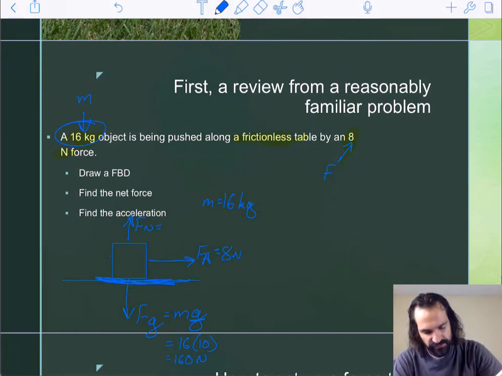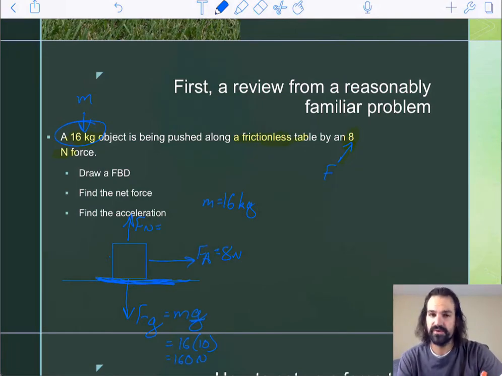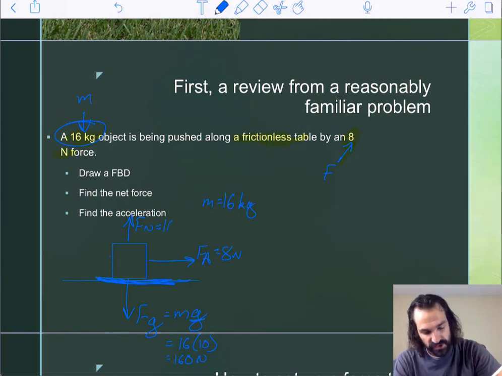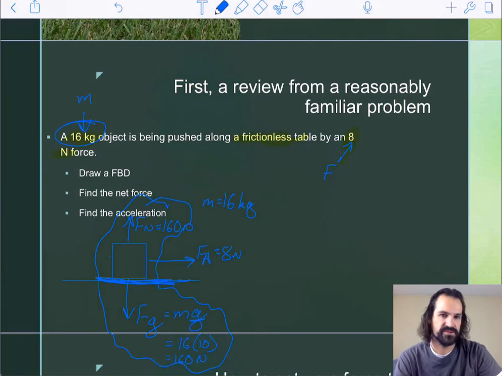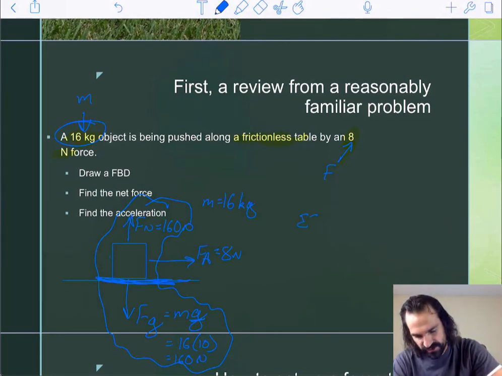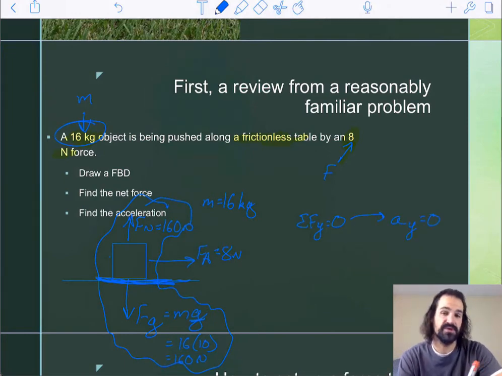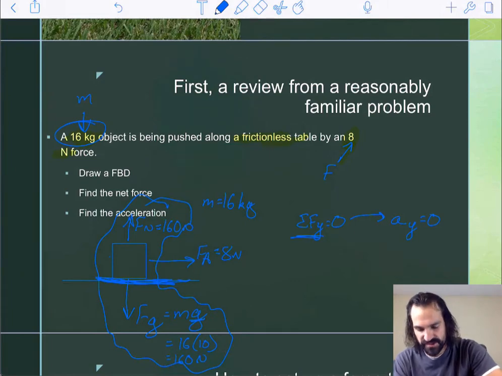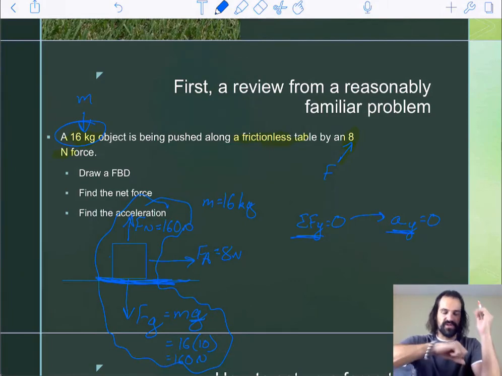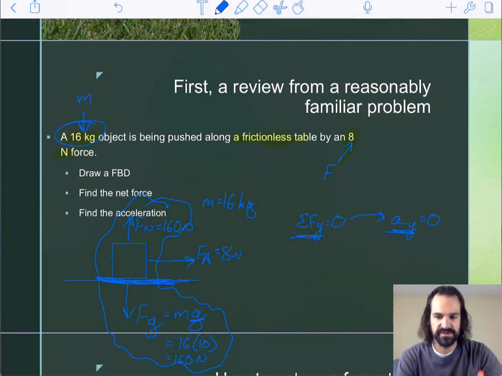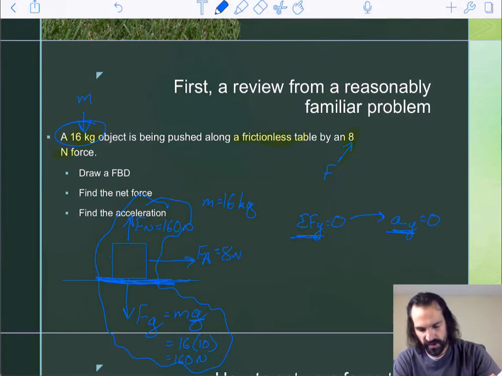And because it's being balanced vertically and there's no other vertical forces, well, the vertical forces need to cancel each other out. So the normal force is also 160 newtons. So vertically, the forces are balanced. The net force vertical, net force y, equals 0. And with that, that means that the acceleration y equals 0. The vertical acceleration is 0, because net force and acceleration, vertical and horizontal split, are always proportional to each other.